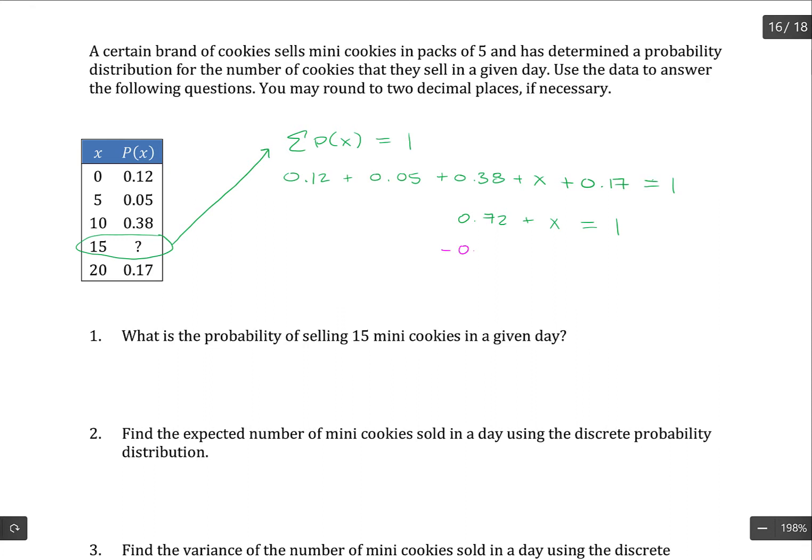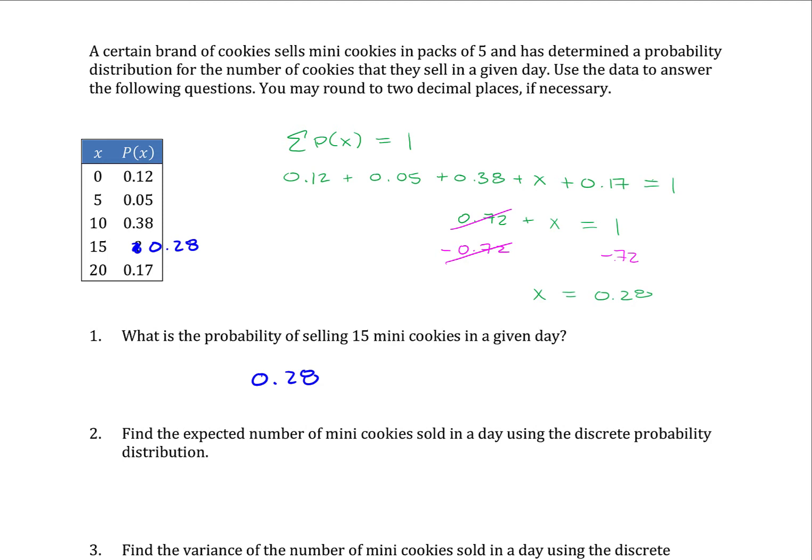In order to determine the missing value, I need to do a little bit of algebra to get the variable by itself and take 1 minus 0.72, which is the sum of the probabilities we have so far, and that would give me 0.28. So that is the probability of selling 15 mini cookies in a single day. I think I'll add that to my distribution.